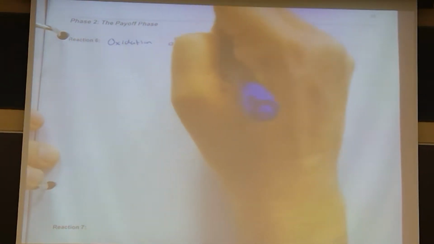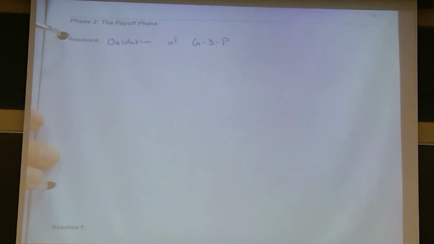oxidizes G3P, not DHAP. So now that we are dealing with, remember, we have 2 moles of this product for 1 mole of glucose, right? Our next step is oxidation of G3P. The oxidation of G3P is a coupled reaction. Oxidation reaction, so we're gaining or losing electrons from G3P? We're losing electrons from G3P.